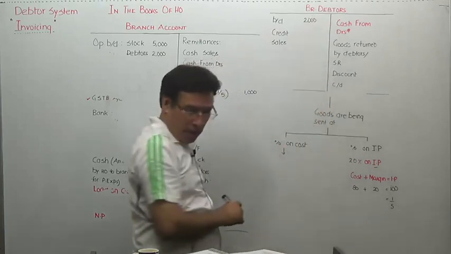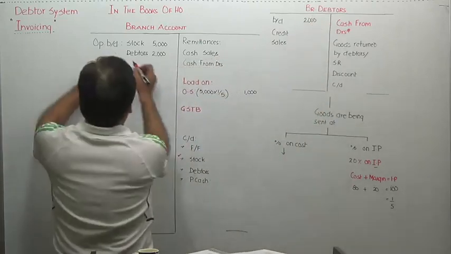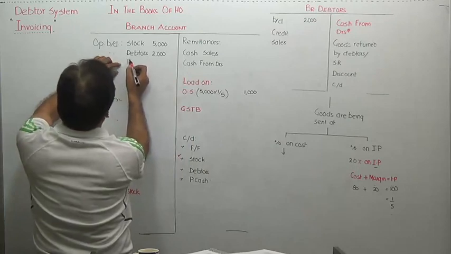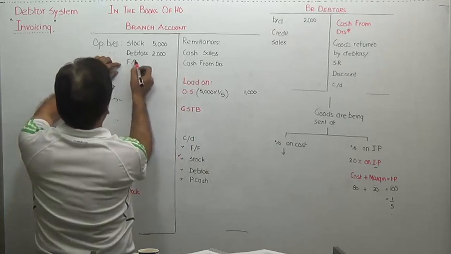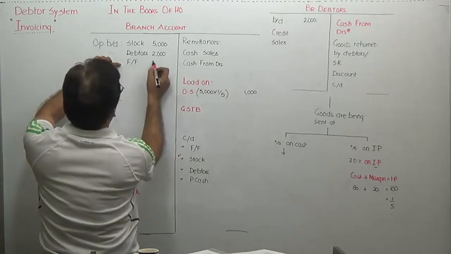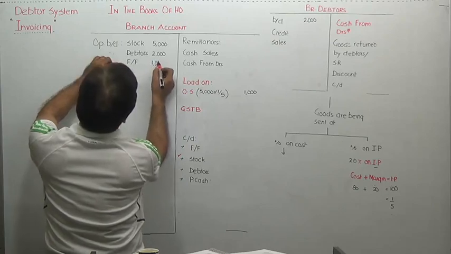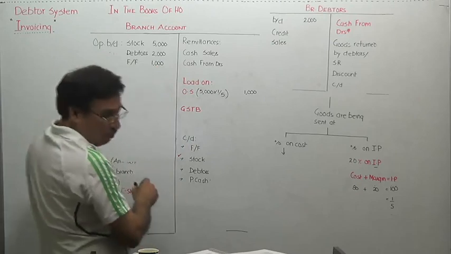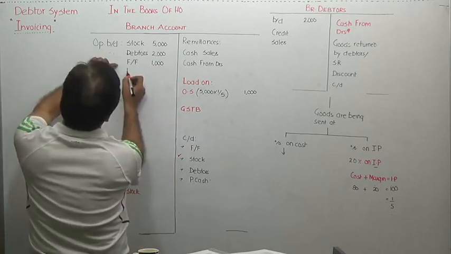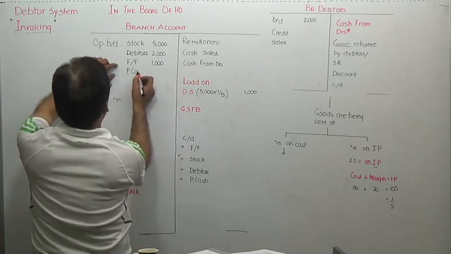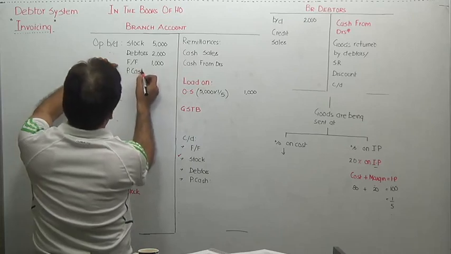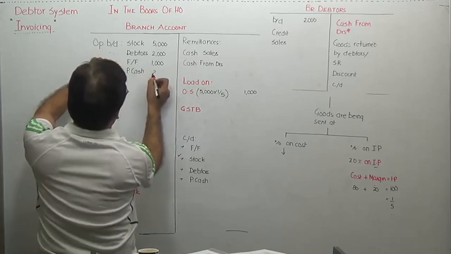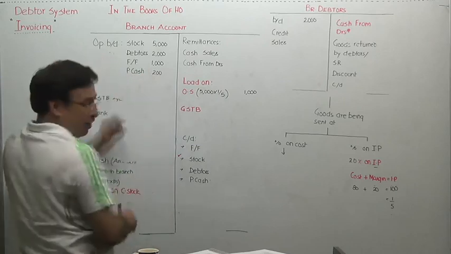Now, next point here is furniture. Furniture is 1,000. Furniture are not goods. Furniture is an asset. Correct? So no question of loading. Loading is only with respect to goods. Then we have been given petty cash. Petty cash, now you are very well familiar with it, means cash available with the branch to meet day-to-day expenses.